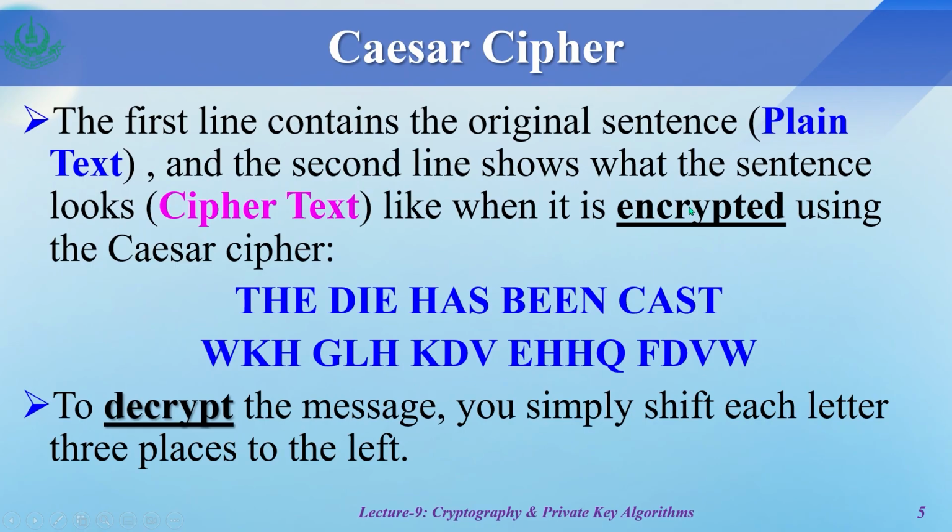The first line of the message, "the die has been cast", is the original message, the plain text, and the second line shows the ciphertext, when it is encrypted using the Caesar cipher. To decrypt the message, you simply shift each letter 3 places to the left. Again, the message will be decrypted.